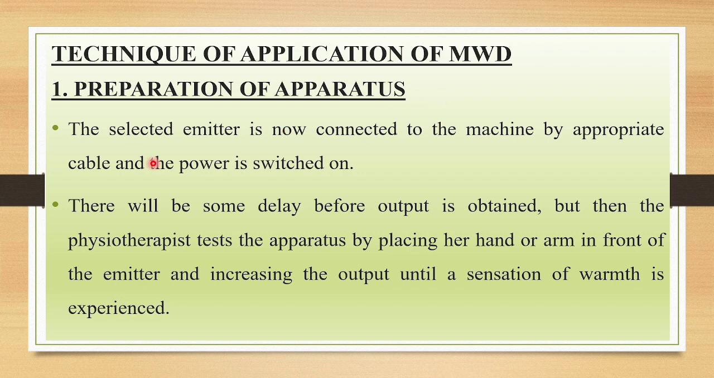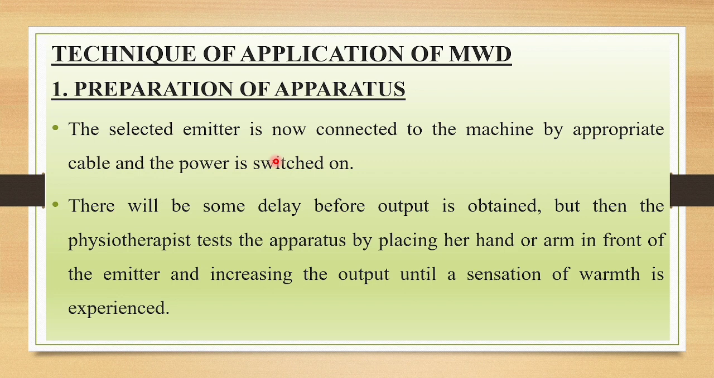So coming to the technique of application of microwave diathermy, the first step is preparation of apparatus. The selected emitter is now connected to the machine by appropriate cable and the power is switched on. The emitter may be either a circular emitter or a rectangular emitter, depending upon what kind of effect you need. There will be some delay before output is obtained, but then the physiotherapist tests the apparatus by placing her hand or arm in front of the emitter and increasing the output until a sensation of warmth is experienced.